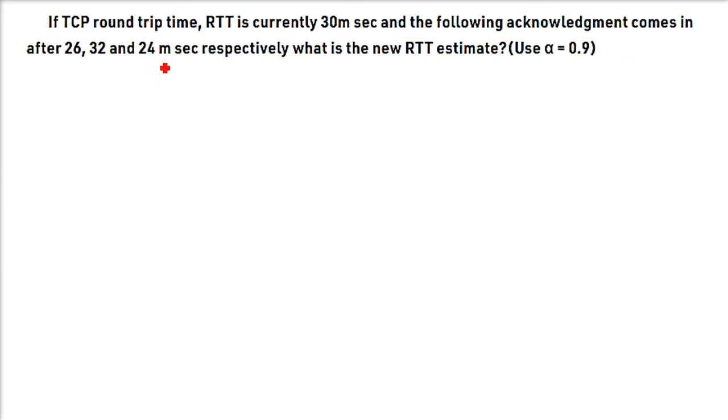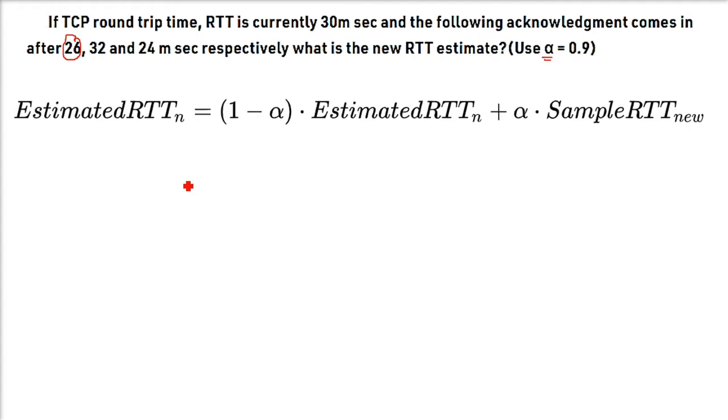This is a question: if the TCP round trip time, RTT, is currently 30 milliseconds and the following acknowledgement comes in after 26 milliseconds, we'll take the first one. What is the new RTT estimate? There is a value alpha. This alpha is 0.9 here. So this is the expression we are going to use.